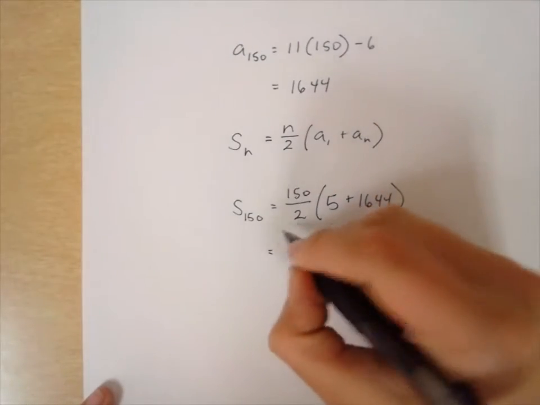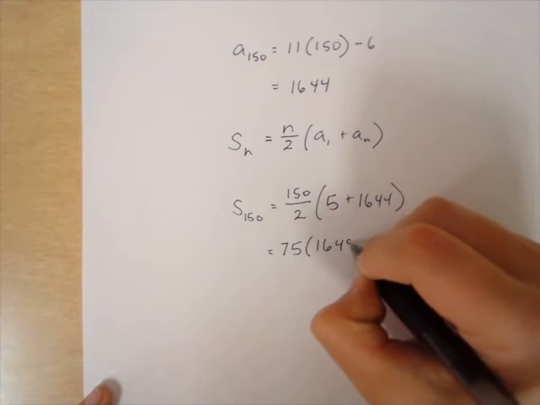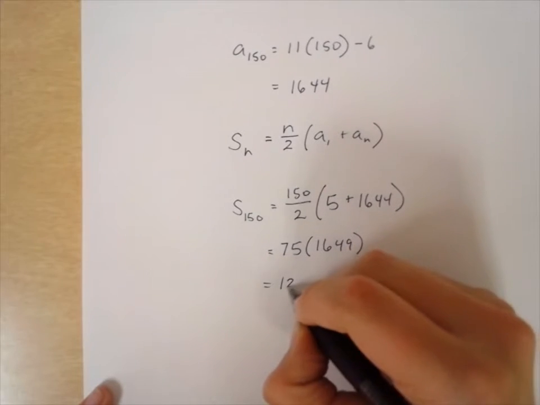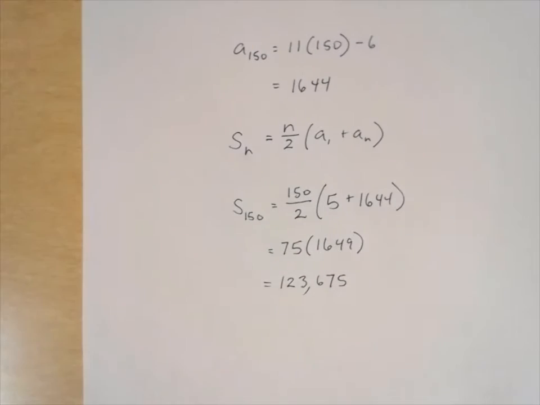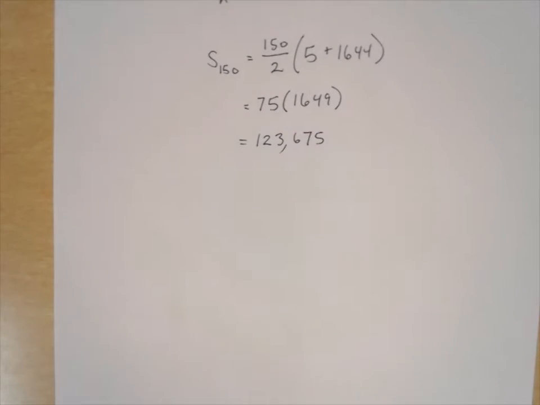When I do some math, I get 75 times 1,649. And when I multiply that together, I get 123,675 as my answer. And that's it. You just kind of have to work backwards and use your knowledge of arithmetic formulas to find missing terms first. Next, we're going to do a word problem before I let you go.